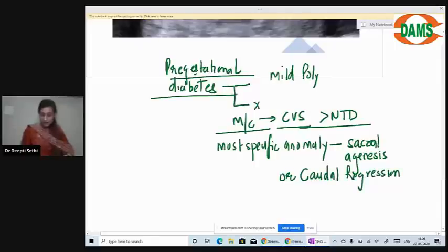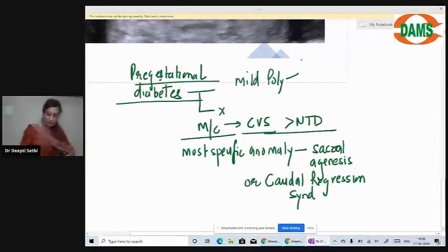right? So as I said, the fetus in question here does not have a cardiovascular defect or a neural tube defect or a sacral agenesis. The baby has defects in the GIT system, right, which are not characteristic of diabetes. The second reason I said which goes against the diagnosis is that diabetes would usually cause mild polyhydramnios. And what is the reason for polyhydramnios in diabetic pregnancy? The reason is polyuria by the fetus, right?